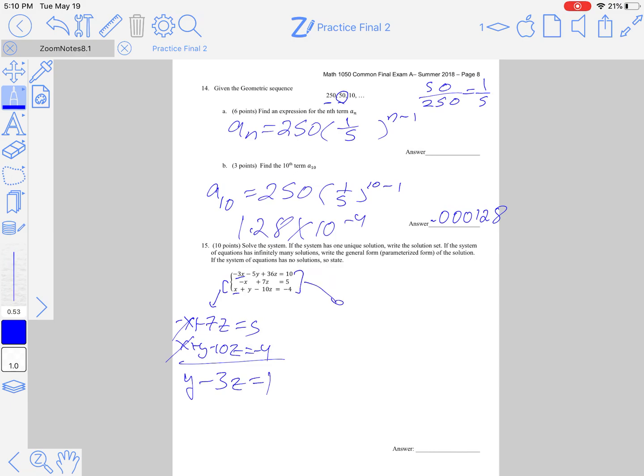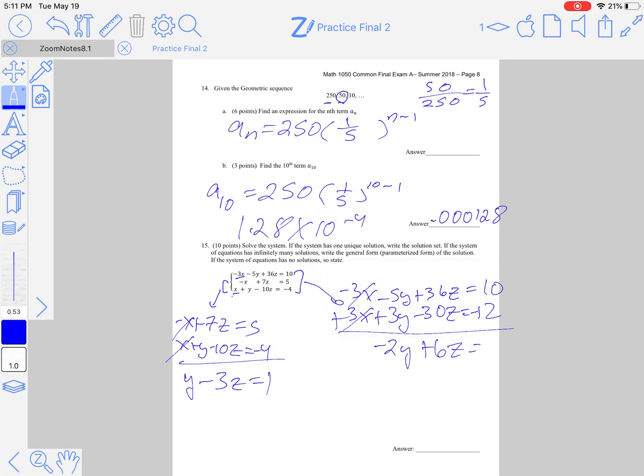So now I'm going to eliminate x from the top, and I'd probably use the bottom. So I take these two equations now, bring them here. But by so doing, I'd multiply the bottom one by 3 first. So giving me 3x plus 3y minus 30z equals negative 12. Then up top, I have negative 3x minus 5y plus 36z equals 10. Adding these, I combine there, I get negative 2y plus 6z equals negative 2.